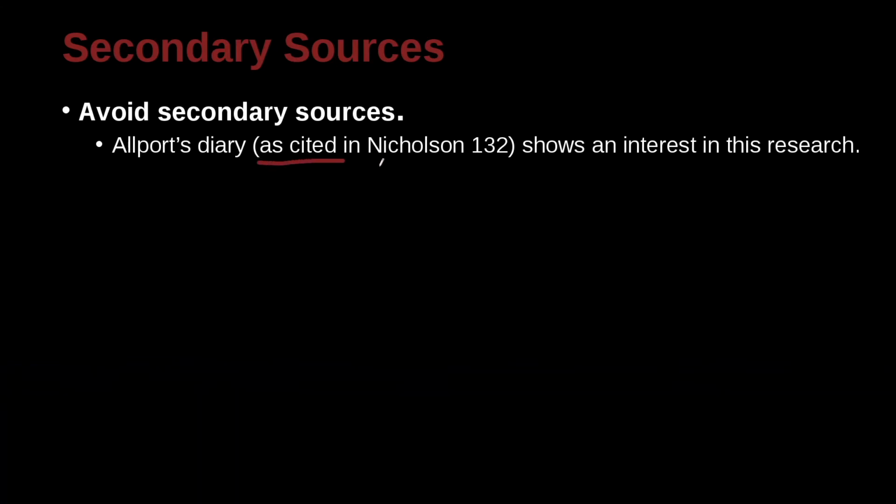So if you do use a secondary source, such as this example, you would use, similar to APA, "as cited in." So I read this paper here by Nicholson, but Nicholson was saying something about Allport. I cannot find Allport, but I can find Nicholson. So Nicholson talked about Allport on page 132. So as cited in this paper on page 132, the information about Allport. A little bit confusing, but I think the main point is avoid secondary sources. Try not to use them.